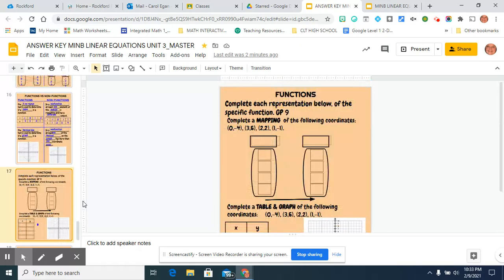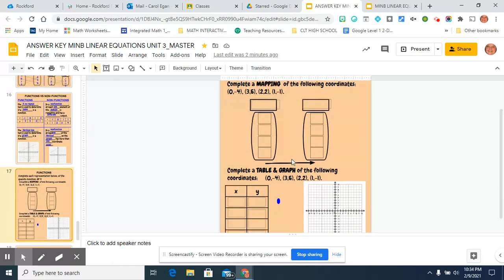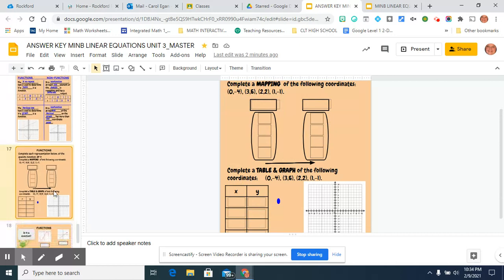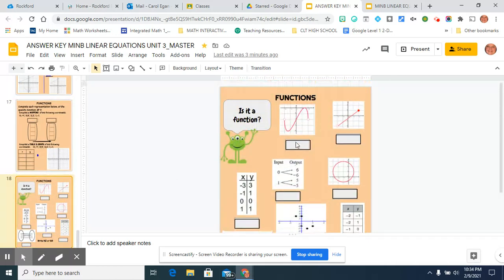Okay, so to finish out, you're going to have 2 GPs. One is GP9. It's right here on this page. And I don't think it's on there yet, but I'll write it on here at the top. This is GP10. You're determining if things are a function.